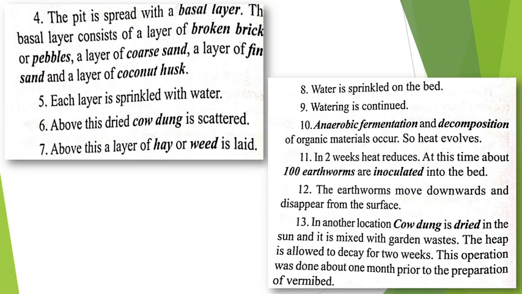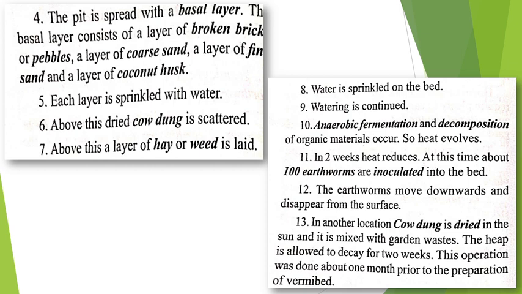Then the pit is spread with a basal layer. The basal consists of a layer of broken brick or pebbles, a layer of coarse sand, a layer of fine sand, and a layer of coconut husk. Each layer is sprinkled with water. Above this, dried cow dung is scattered. Above this, a layer of hay or weed is laid.